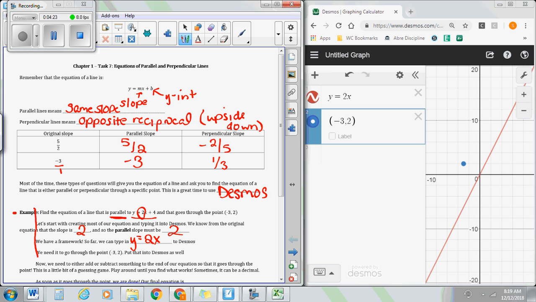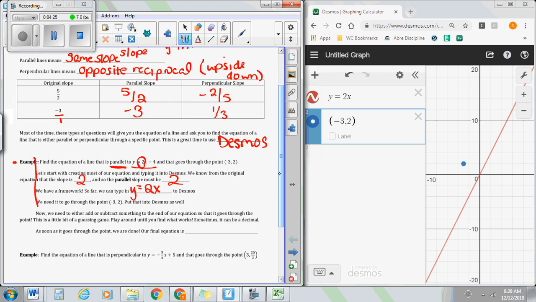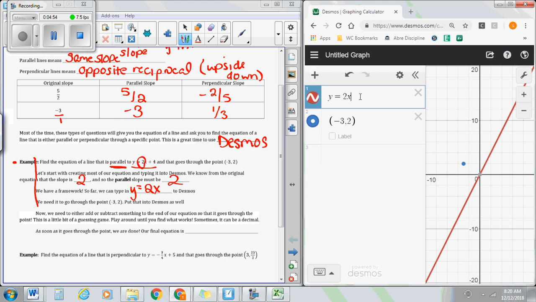All right, here is where the guessing game starts a little bit. We need to either add or subtract something to the end of our equation, our y equals 2x, so that it goes through the point, right? So we can think of it this way. If we need this line to move up, we can add something. If we need this line to move down, we can subtract something. And we just have to guess and check numbers until it works. I notice that the point is above the line, so I'm going to add something to the end of it.